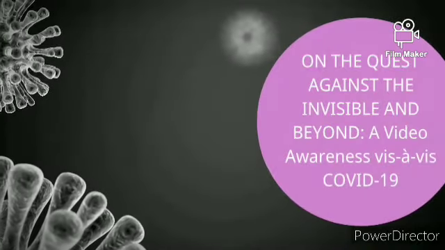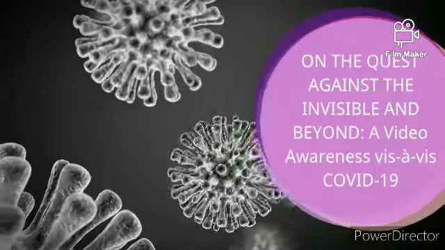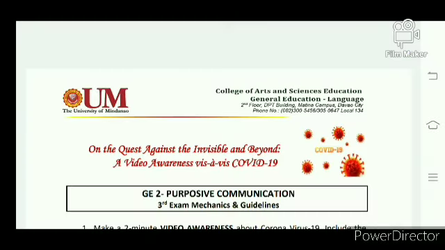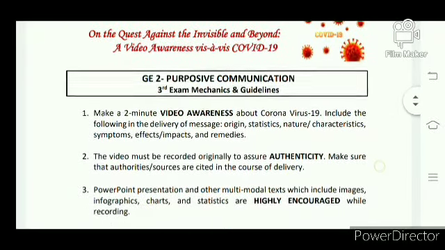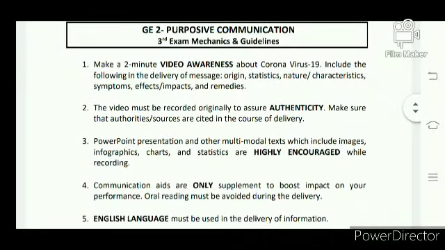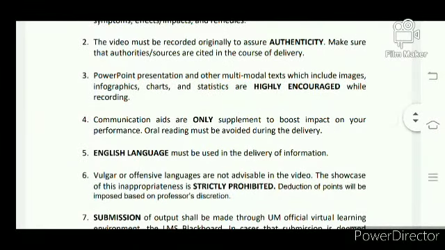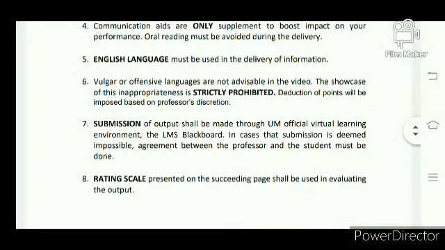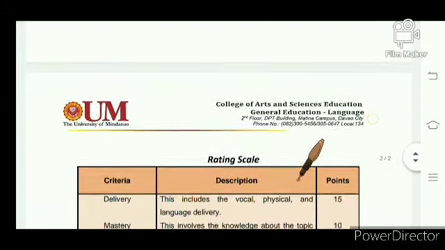The third examination, on the quest against the invisible and beyond, a video awareness vis-a-vis COVID-19. We were tasked to create a video awareness about COVID-19. Upon reading the mechanics and guidelines, my heart was pounding so fast because of nervousness. Many questions pop up to my mind, such as, how will I overcome speaking English without cracking my voice? And how will I face the camera with confidence?